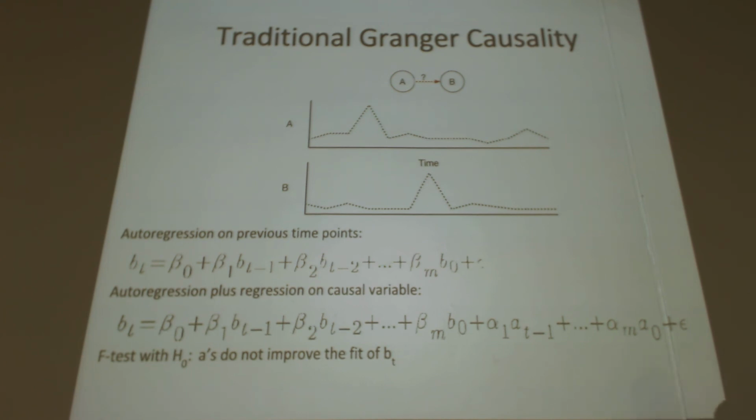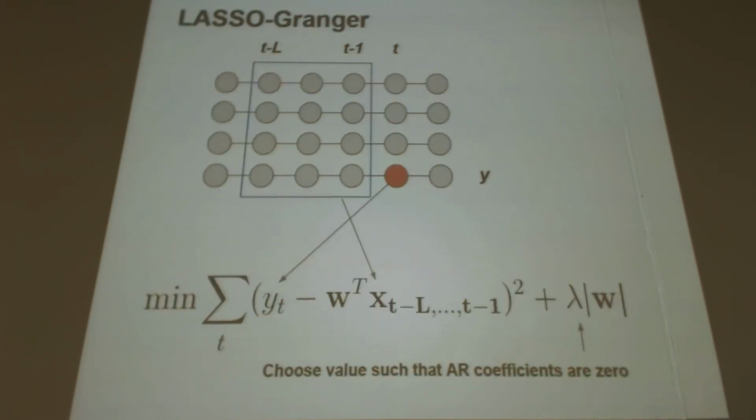You can run into problems here if you have lots of different time series, because not only do you have to consider all possible pairs, but you also have to consider all possible triplets, all possible quadruplets, all possible groups of size k. This grows combinatorially very quickly. So what people have done is they've extended this using a lasso model. And you can think of it as this.